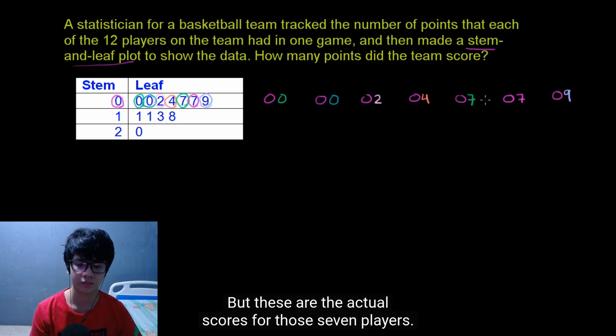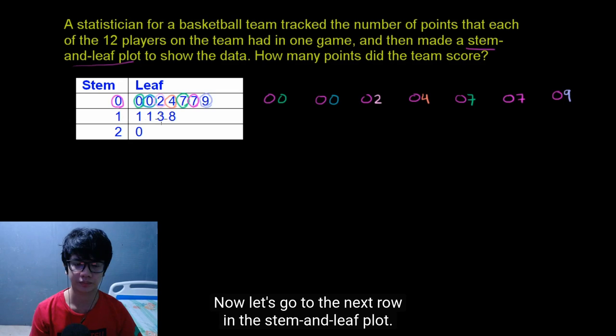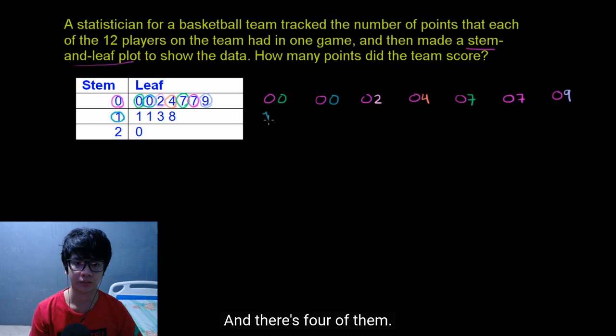But these are the actual scores for those 7 players. Now let's go to the next row in the stem and leaf plot. So over here, all of the digits start with 1 for each of the players, and there's 4 of them. So 1, 1, 1, and 1.